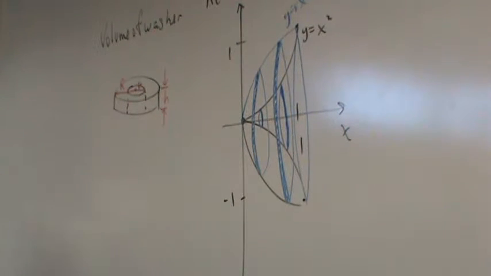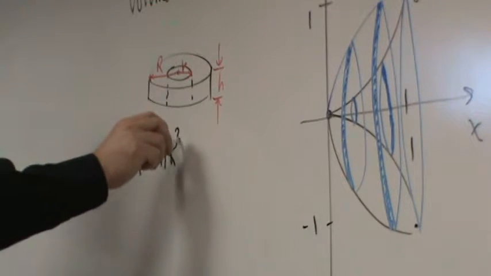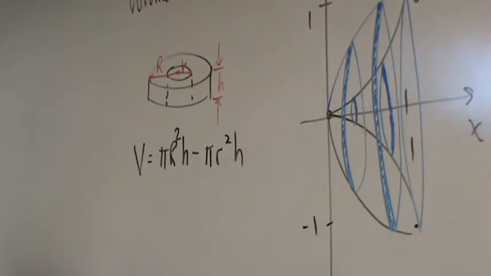How am I going to get the volume of a washer? How do I get the volume of a cylinder with a hole in it? Subtract big and small. Okay, good. You just get the volume of the solid cylinder and then subtract off the hole. You guys okay with that? So this volume is going to be pi big R squared h minus pi little r squared h.